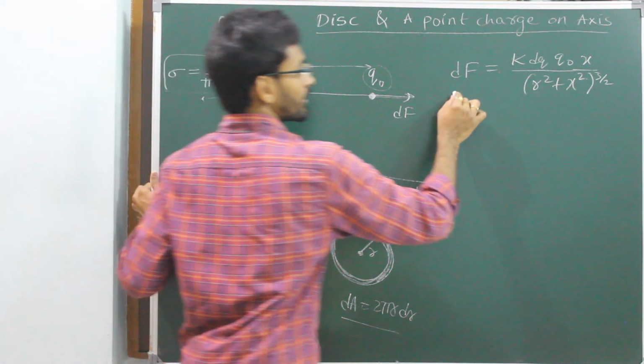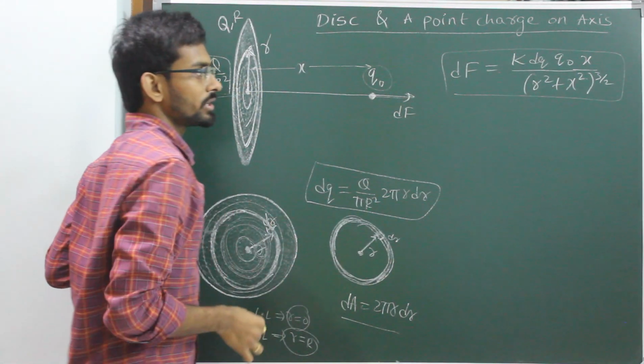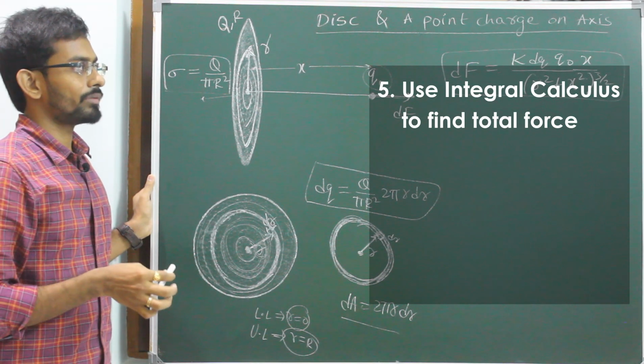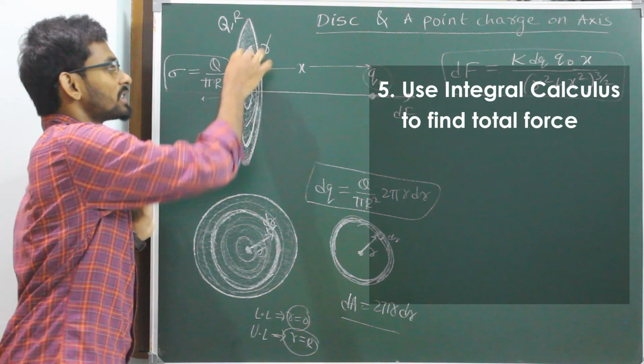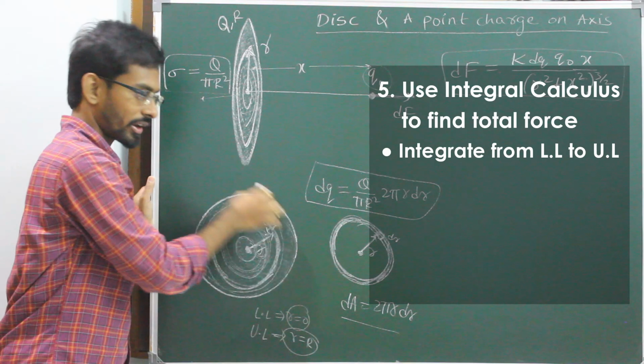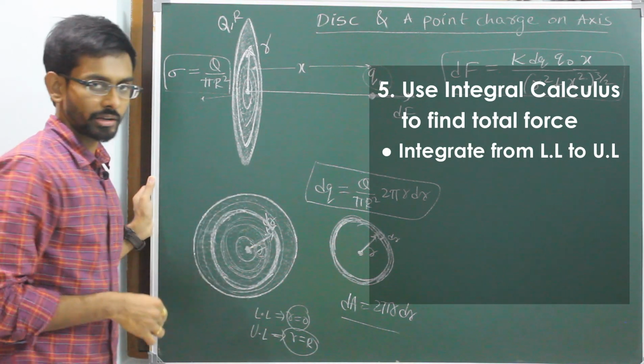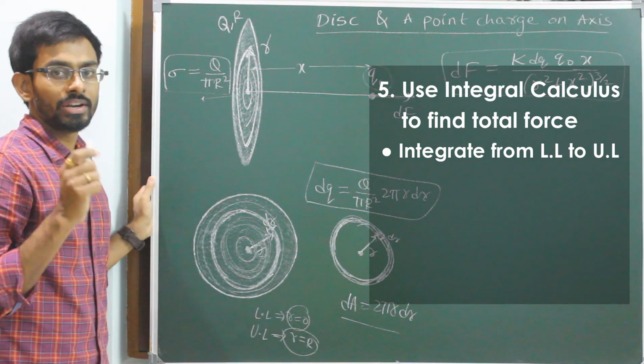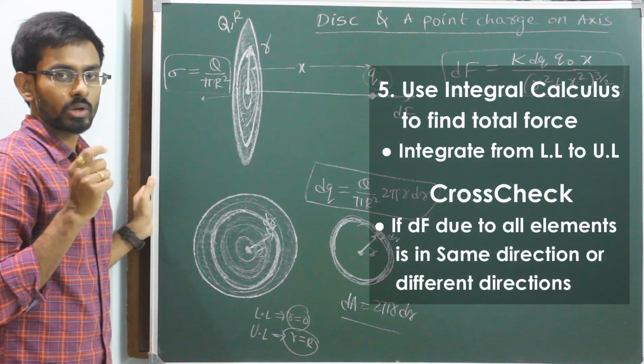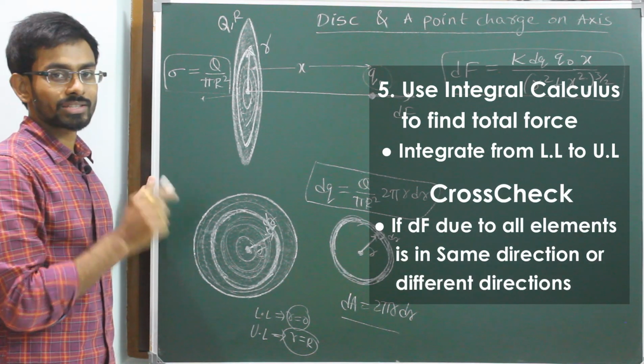So this is the force between the element and the point charge. Now the fifth step: we have to add the force due to all such elements, all the concentric rings. You have to integrate it. While integrating, you have to be careful and check whether all the forces are in the same direction or not.